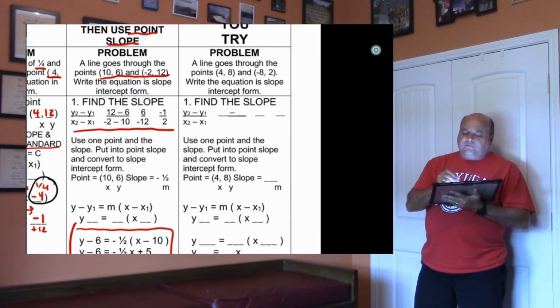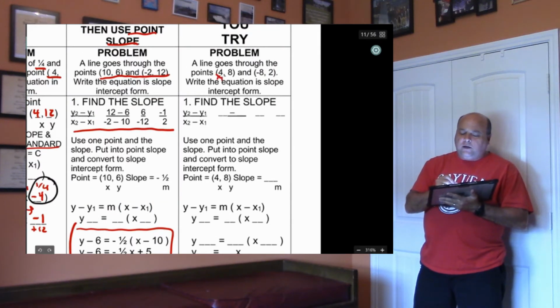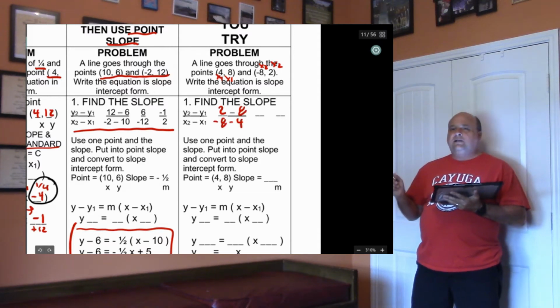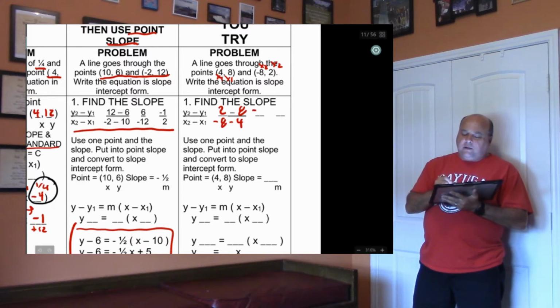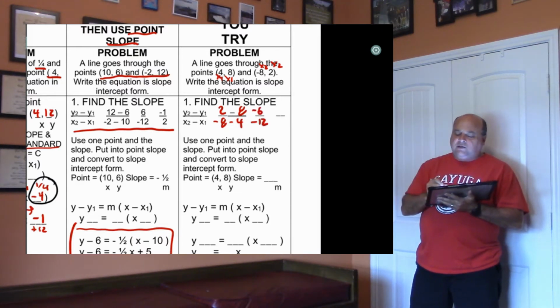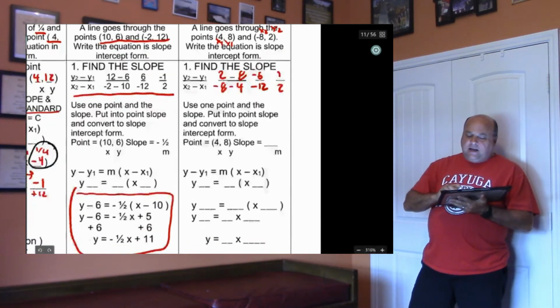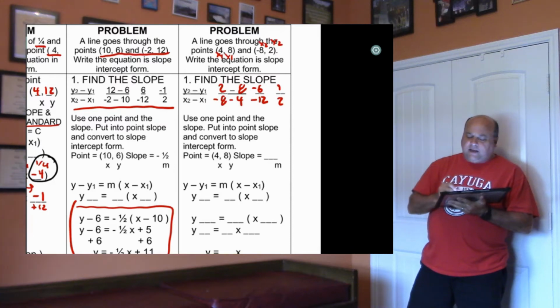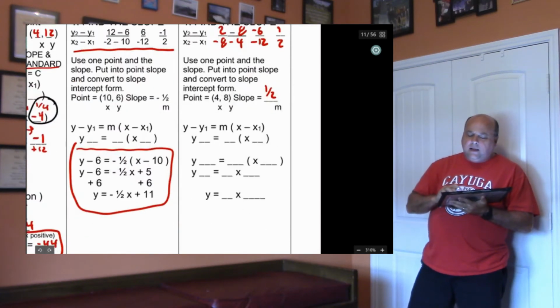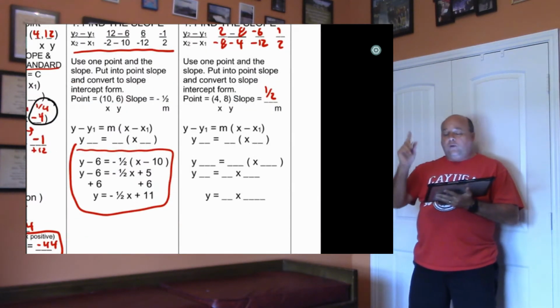So my points are (4, 8) and (-8, 2). This is x1, y1, and this is x2, y2. So I'm going to do 2 minus 8 over negative 8 minus 4. 2 minus 8 over negative 8 minus 4, that's going to be negative 6 over negative 12. 2 negatives makes a positive, so 1/2 or 0.5, right? Now then, I know my points right here. That's my x and y. This is my slope. Now then, I'm going to plug it into point slope.